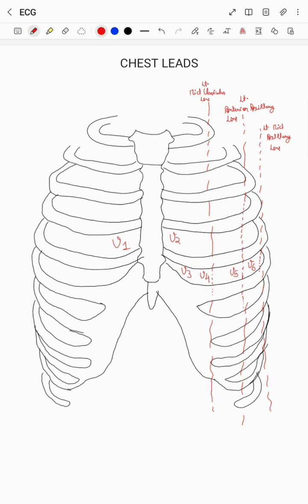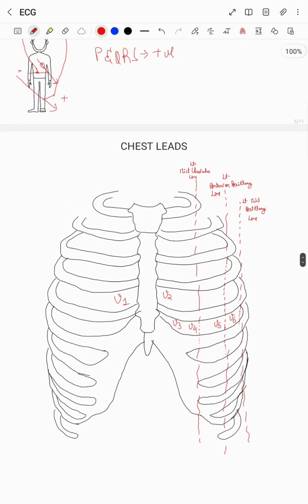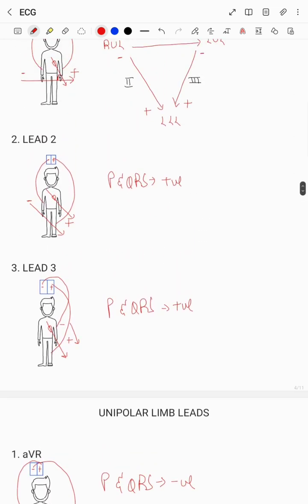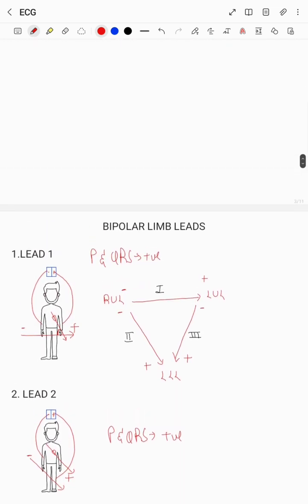So these were the placement of different leads of ECG. I hope you could understand this video.